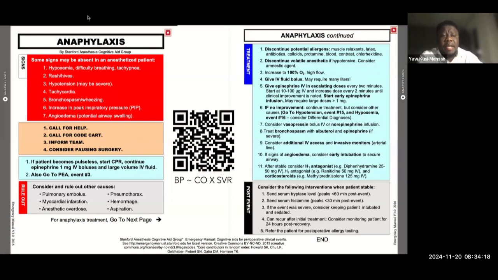You need to treat your bronchospasm with your SABA. So you can use your salbutamol or albuterol nebulization, and you can add on epinephrine when you're nebulizing that. You might need to, of course, get additional IV access, and you need invasive monitoring just to keep you on top of things, to see where you are when it comes to your resuscitation.